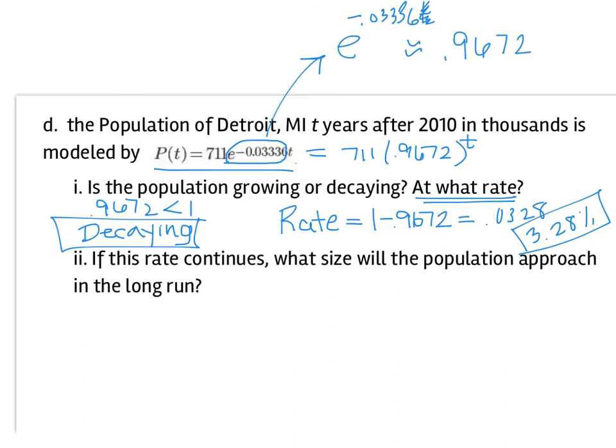Lastly, if this rate continues, what size will the population approach in the long run? So this is another end behavior kind of question. So what is going to happen in the long run as t gets bigger and bigger and bigger as it approaches infinity of our population model for Detroit? And because it's decaying, eventually, if it continued, there wouldn't be anybody left. In the long run, we would have 0 people. Hopefully this also kind of helps you think about why we don't talk about negative values in terms of the exponentials.